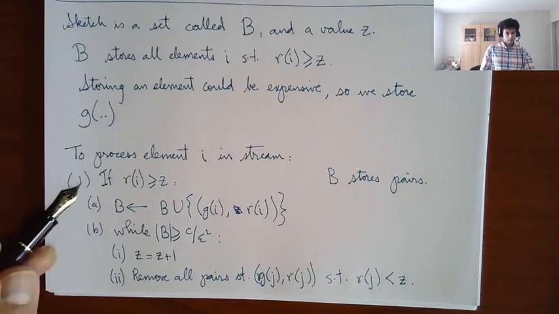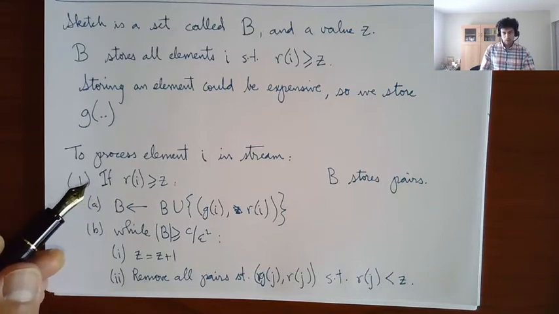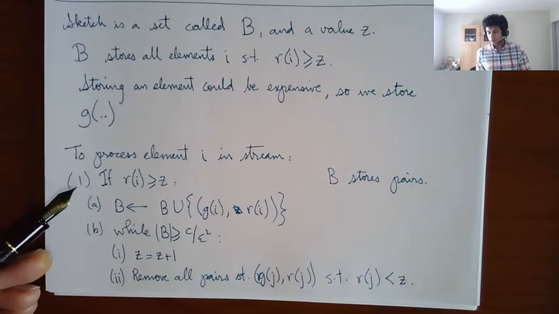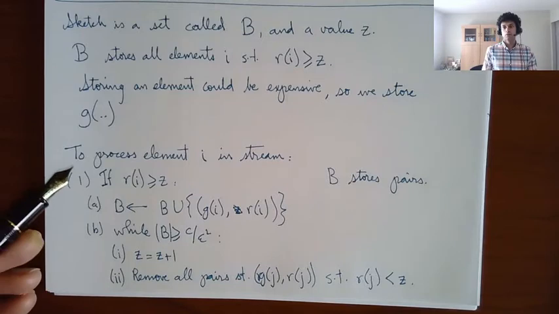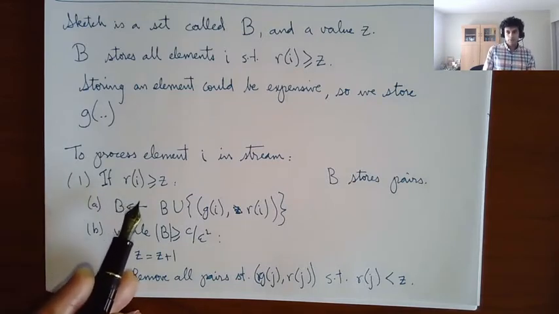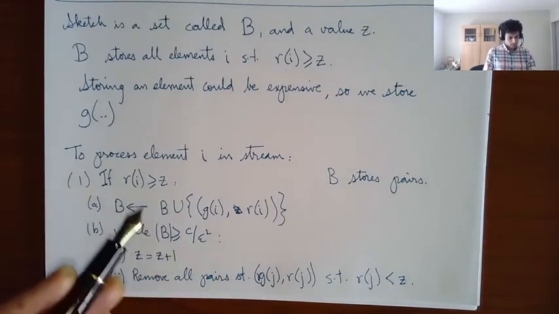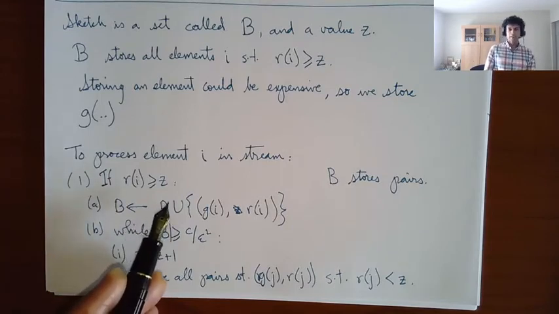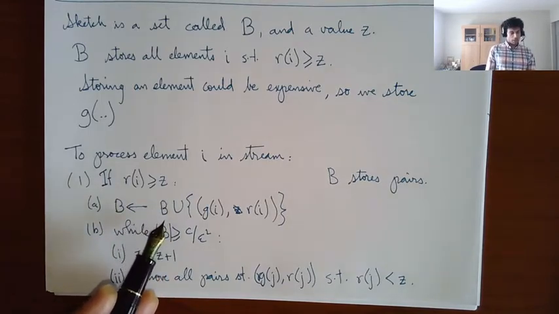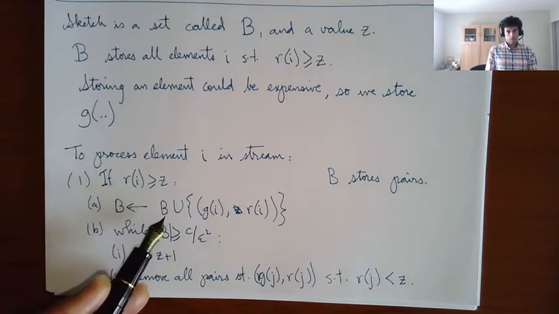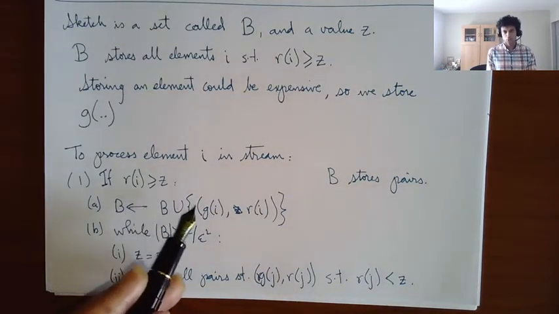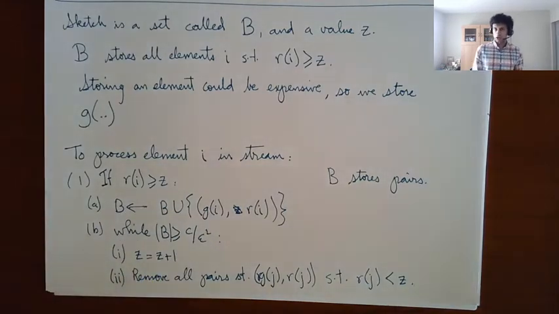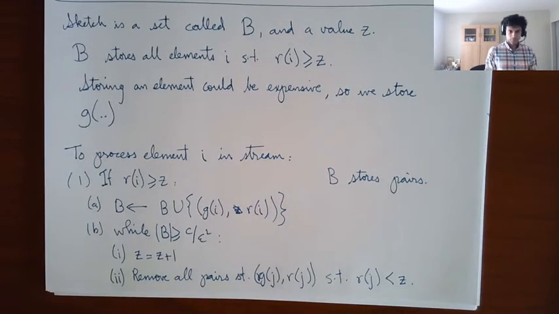To process an element in the stream, you first check, is the number of trailing zeros more than Z? If it isn't, then you just ignore the element and move on. Otherwise, if the number of zeros is more than Z, then you insert I into your bucket, except you store I through its hash value in G, and you also keep track of what its R value is.